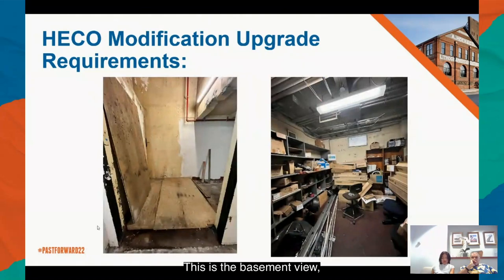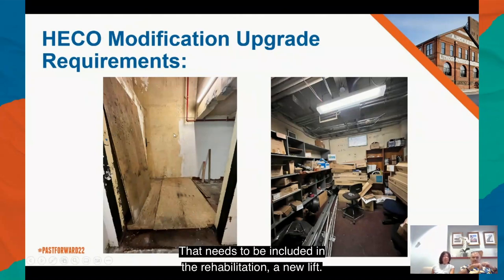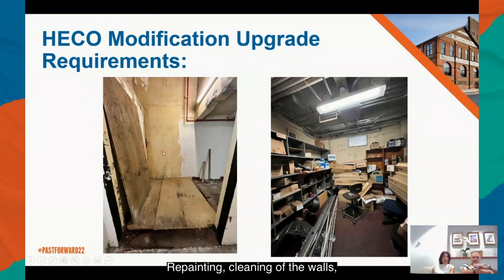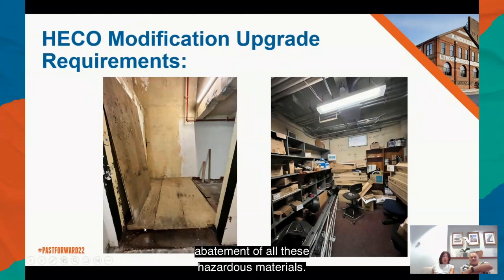This is the basement view. There's a lift here that is no longer there. That needs to be included in the rehabilitation: a new lift, repainting, cleaning of the walls, abatement of all these hazardous materials, and just general cleaning of the basement area. A lot of items are still left in the basement. You can see the fluorescent lights are just exposed. There's some water damage along the basement walls.